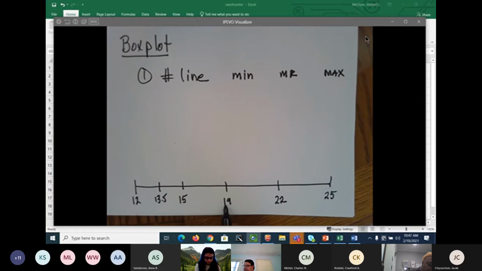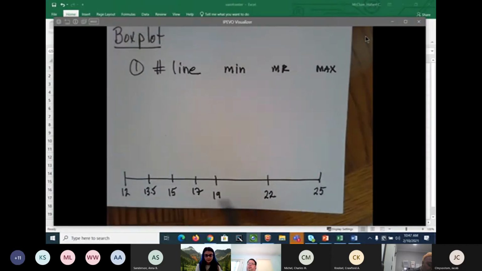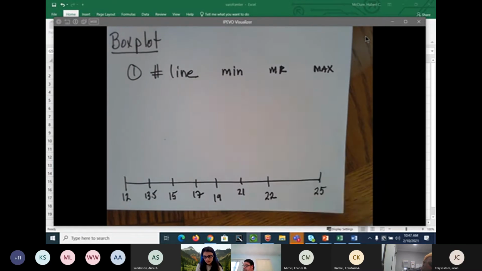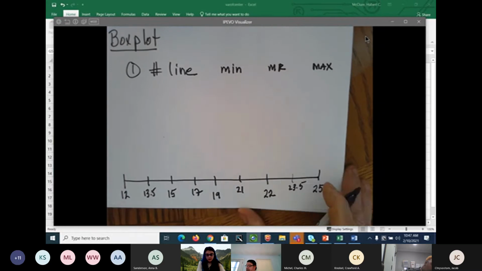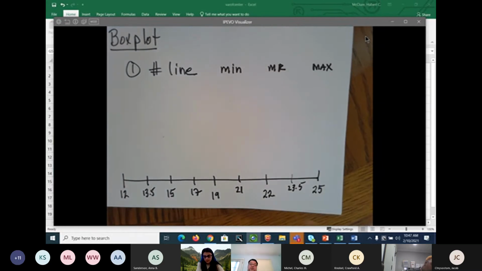15 to 19 is 4. Half of 4 is 2. So that'll be 17. It's very informal. You're just marking up your number line. Half of half of half. That's all you're doing. 19 to 22 is 3 or 4. Half of 4 is 2. That's 21. 22 to 25 is 3. Half of 3 is 1.5. So that's 23.5. And I do it till you get a good graduation. That's up to you how you want to do that.